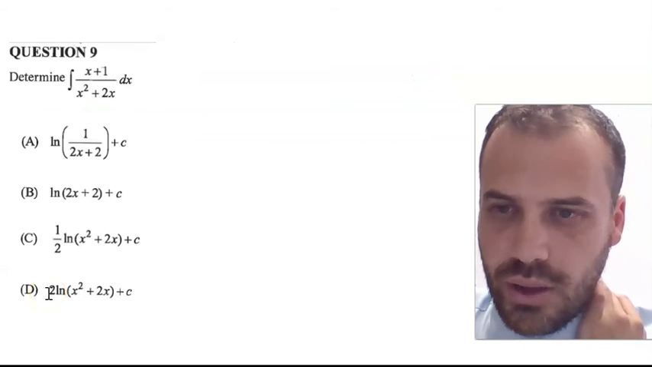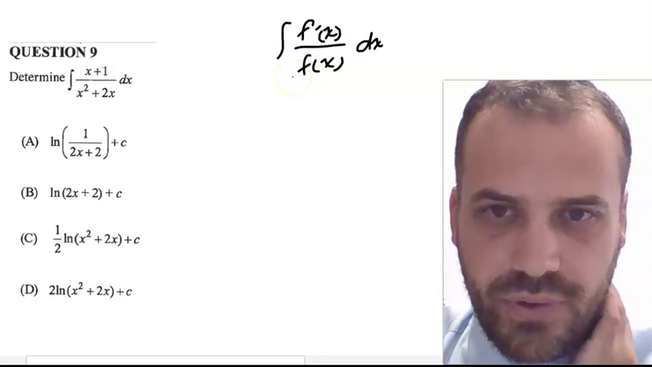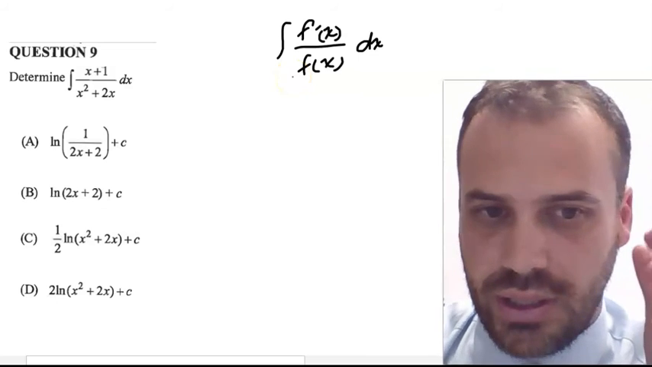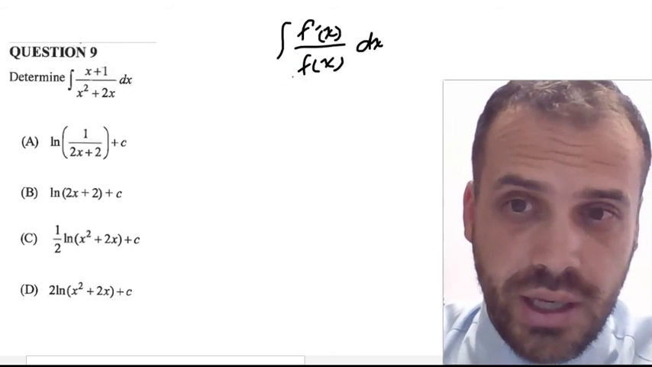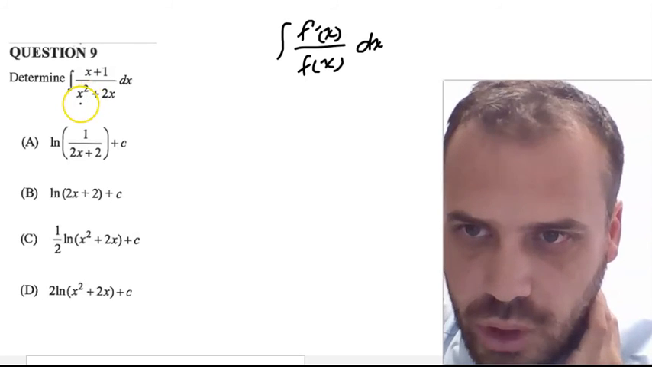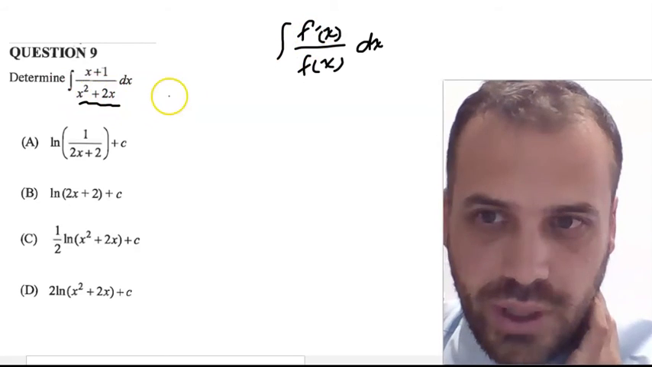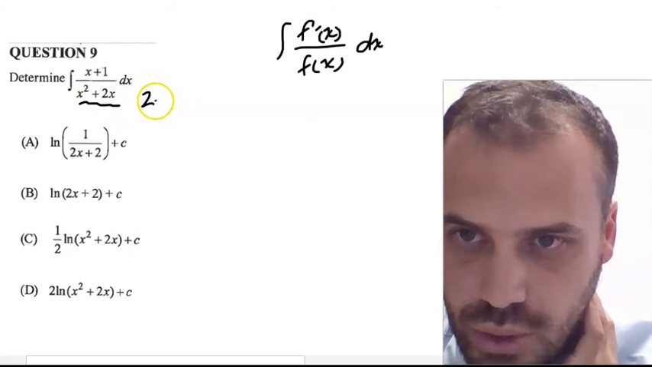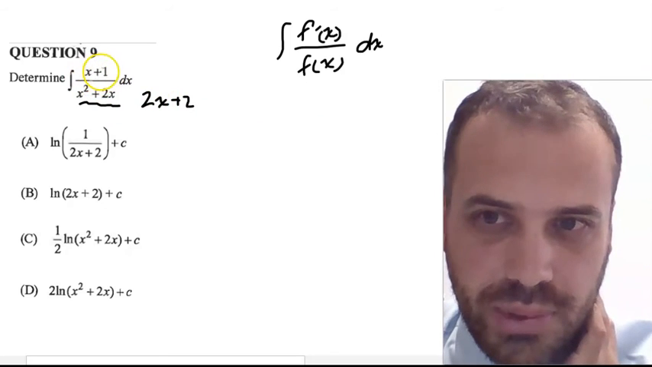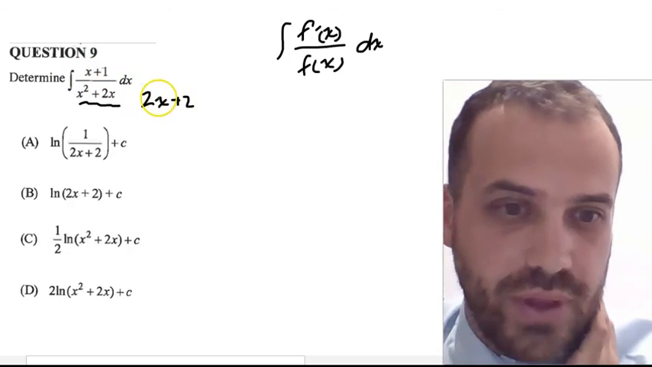Question 9 here, we've got something that looks a little bit like f dash x over f of x. And we should know how to deal with that. That's going to give us the natural log of f of x. But it's not quite like that. At the bottom of our fraction here, x squared plus 2, the derivative of that, or f dash x of that, is 2x plus 2. And we have an x plus 1 on the top, which is, if we were to multiply that by 2, we would have that on the top.